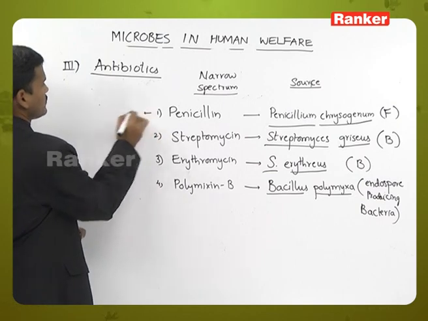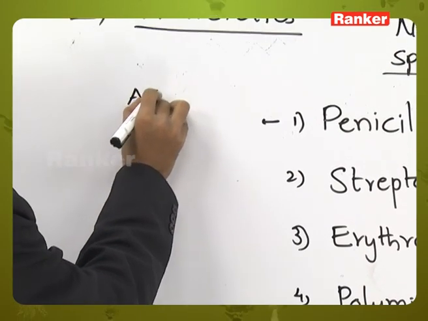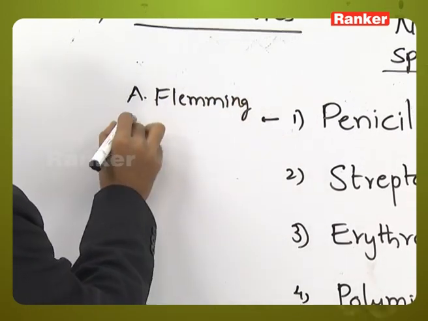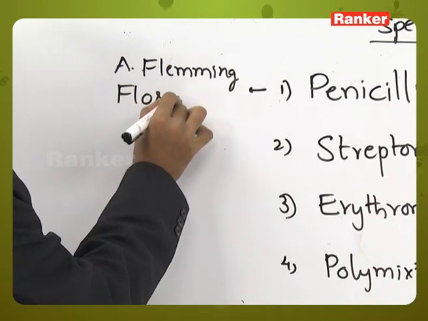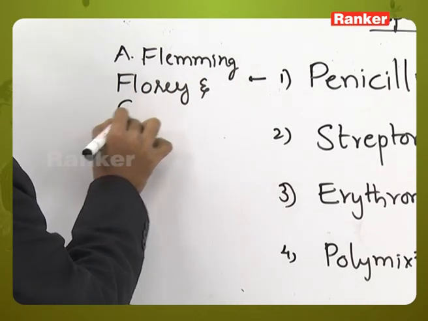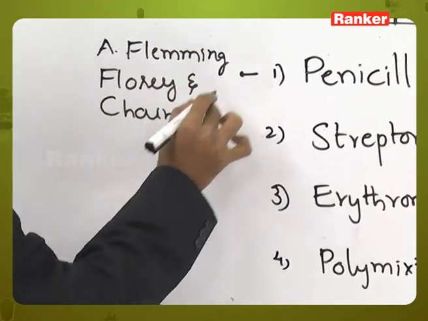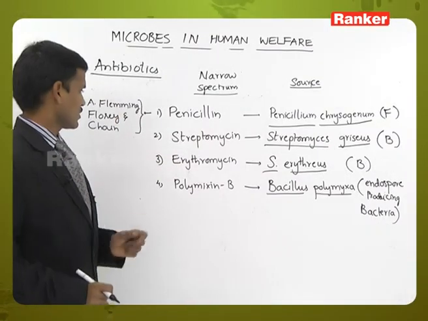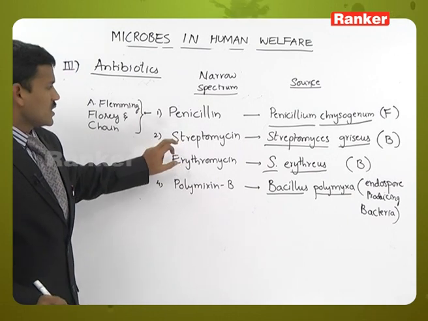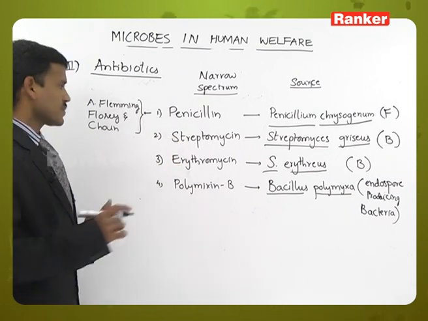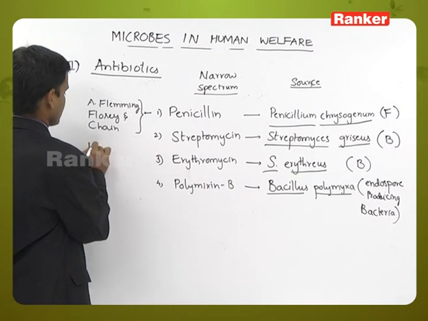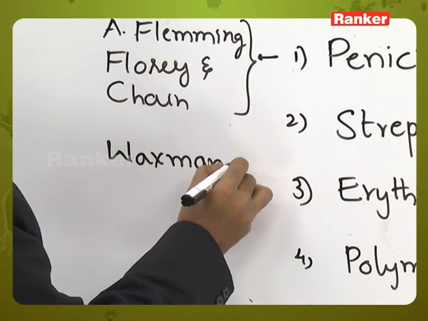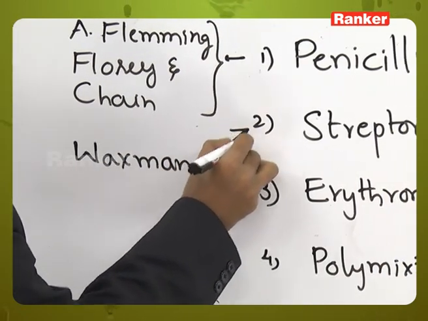For the discovery of penicillin, Alexander Fleming, Florey and Chain, three scientists, got the Nobel prize in 1945. Next, for the discovery of streptomycin, the scientist Waksman got the Nobel prize.